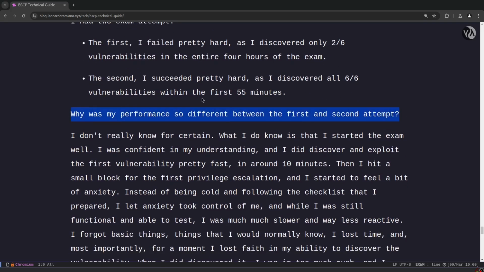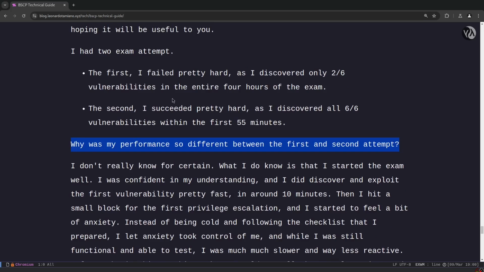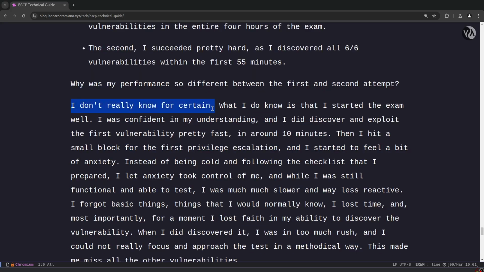So here begs the question. Now I had 2 attempts and they were one after the other. So I had the first one and then right after I had the second one in the same day. I barely even rested, not even 5 minutes. So I want to discuss this point because I think it's important. Why was my performance so different between the first and second attempt? And of course, I cannot really say for certain. I don't have this certainty, so I cannot give it to you.